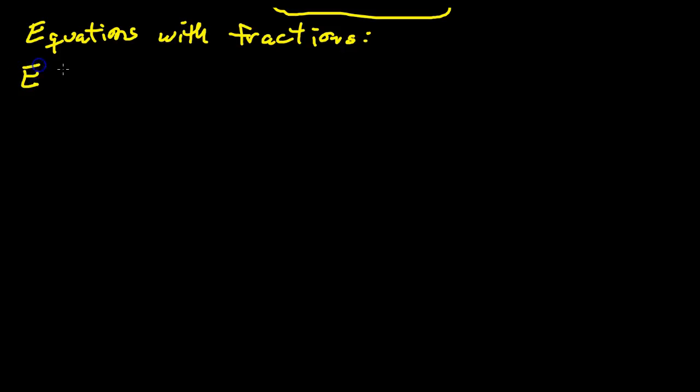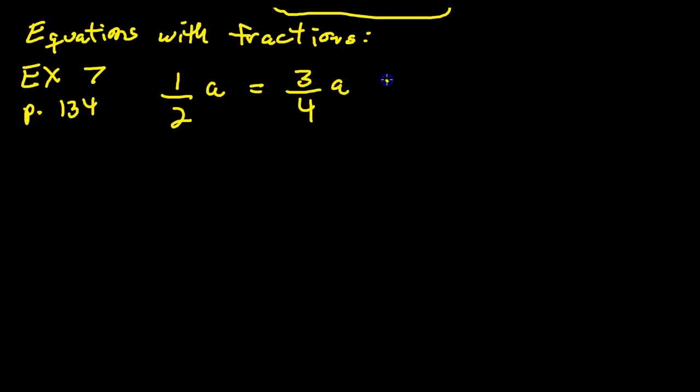Now, the book does it one way. I'm going to do it a different way. Example 7 on page 134. So please take a moment to get your books out to look along. Let me write down the problem first. 1/2 a equals 3/4 times a plus 1/5.